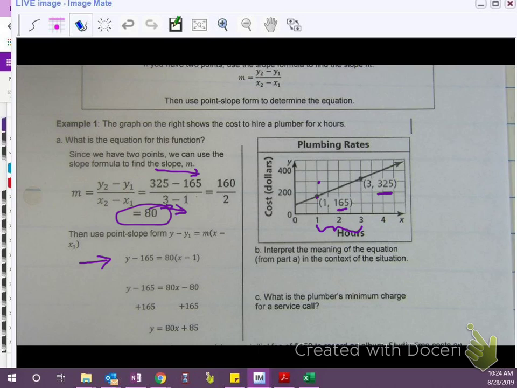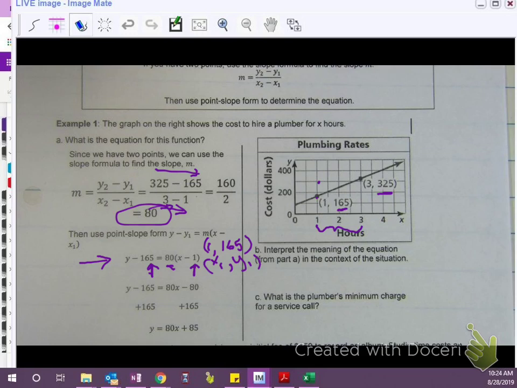In this case, the point 1, 165 was chosen. Notice y minus, this is x1, y1, right? So the x1 goes with the x, and the y1 goes with the y. So y minus 165, the y stays in the equation. 165 is the y1 value here. 80 is the slope, and x stays in the formula, and minus 1 is my x value from the point, is my x1 value.